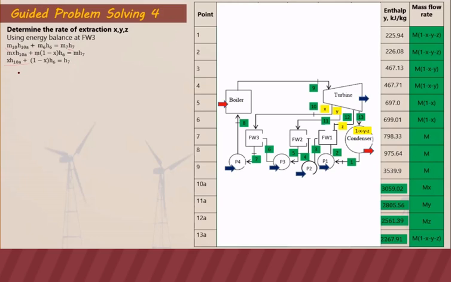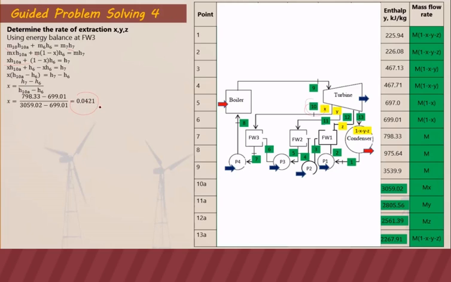And then we are going to combine like terms. So we have this one, and our x will just be equal to H7 minus H6 over H10A minus H6. So we substitute the values of enthalpies from the table. So our x is equal to 0.0421. So the rate of extraction at point 10 is 0.0421.